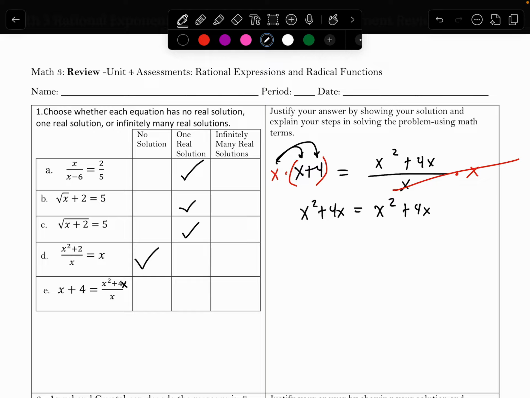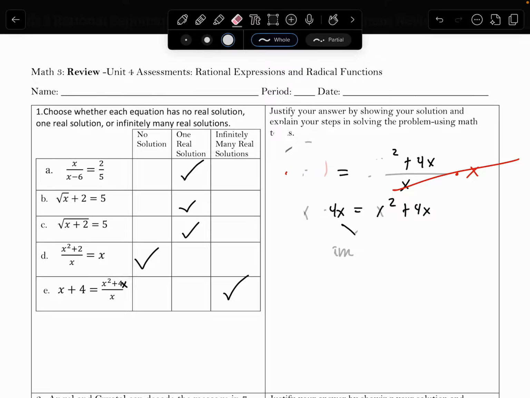So what do you know? They're exactly the same. Whenever they're exactly the same, there are infinitely many real solutions. Because whatever number you plug in, it's always going to be equal to each other. So that is numero uno.